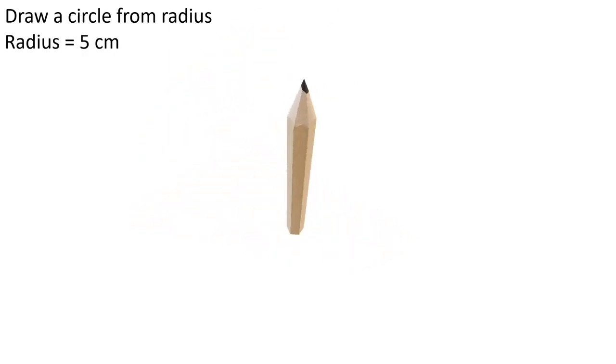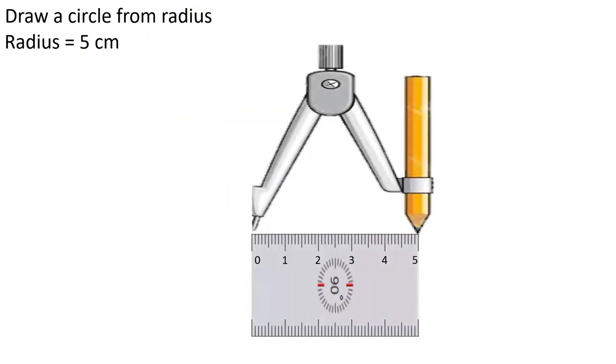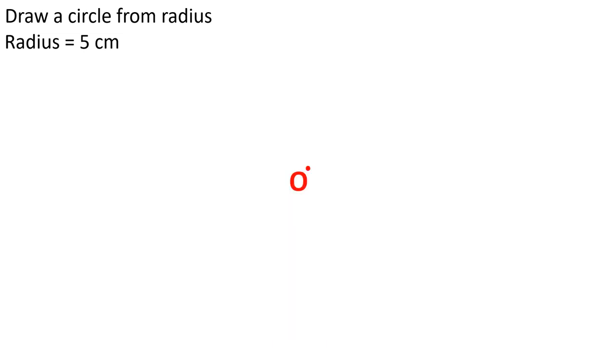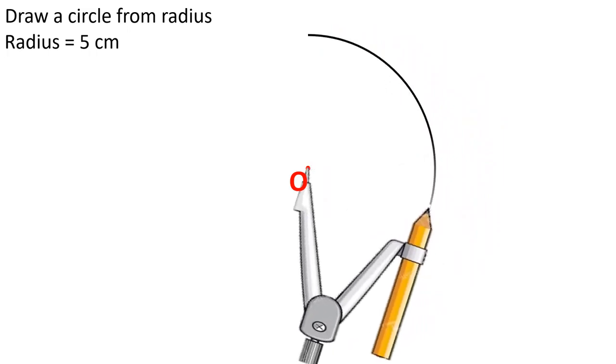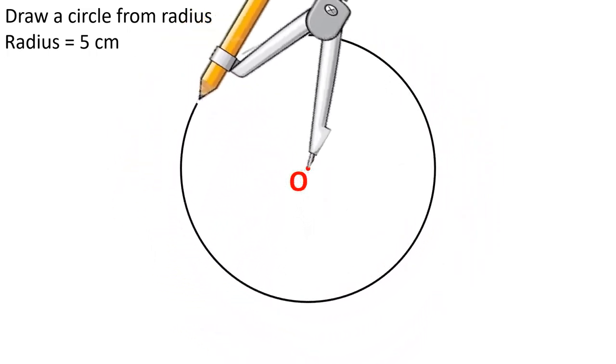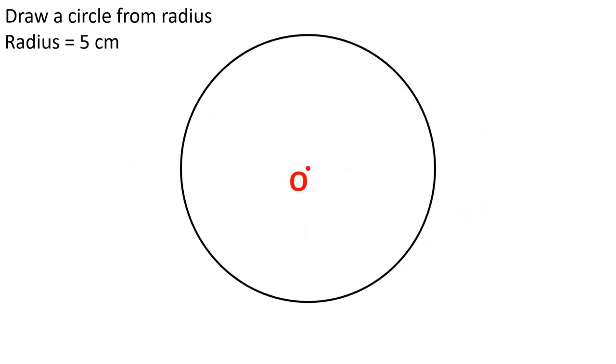Insert well-sharpened pencil to the pencil holder arm of the compass. Open the arms of the compass and take a distance of 5 cm with the help of the ruler. Mark a point O on a sheet of paper and keep the needle arm of compass on the point O. Rotate the pencil head around the center point marked O. Thus, we get a circle of 5 cm radius.